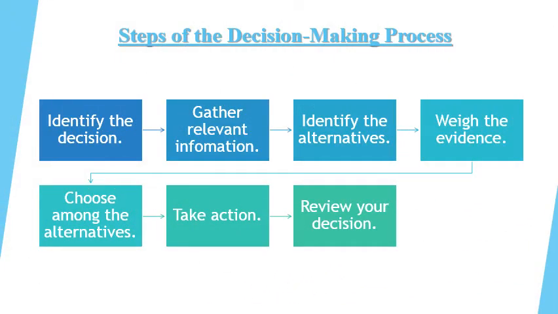Steps of the decision-making process. Number 1. Identify the decision. Number 2. Gather relevant information. Number 3. Identify the alternatives. Number 4. Weigh the evidence. Number 5. Choose among the alternatives. Number 6. Take action. And finally, review your decision.